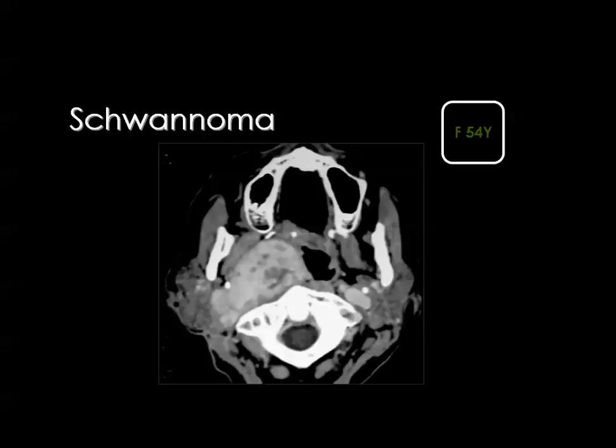You know that a big lymph node like this one should be associated with other lymphadenopathy, and the glomus tumors are usually very strongly enhancing. Then the remaining possibility is schwannoma, and this was a schwannoma.